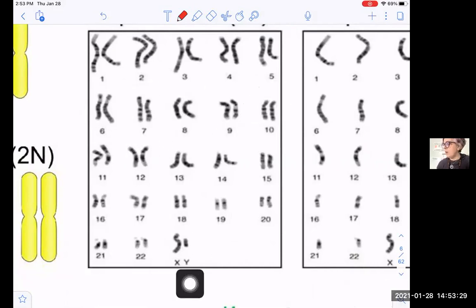So pair number 23 is your sex chromosomes. This is what determines your sex. And we talked about yesterday, this XY would be a boy. Females have 2 X's, so this Y would be another X if it was a female. And this is what your chromosomes look like in your diploid somatic cells.